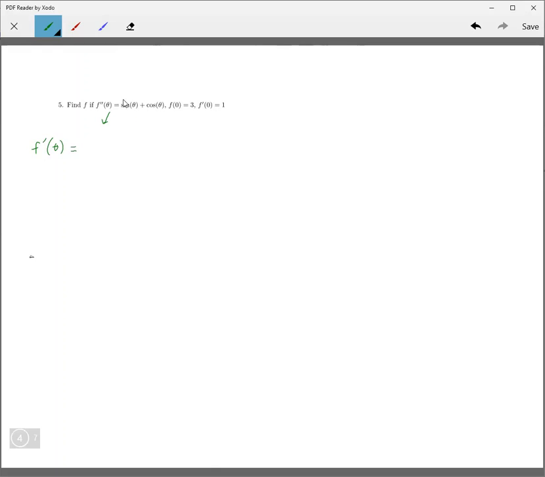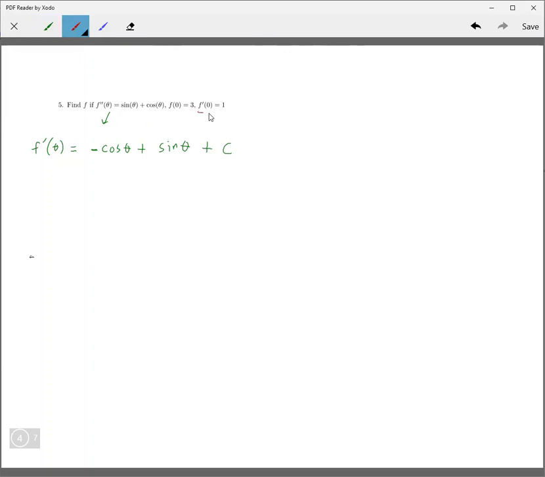Okay, so if you take the derivative of cosine, you're going to get negative sine. So if we take a negative on the front here, that will cancel that negative when we take the derivative of this. Right here, if you take the derivative of sine, you get cosine. So this right here is an antiderivative for this one, and add a constant on the end.